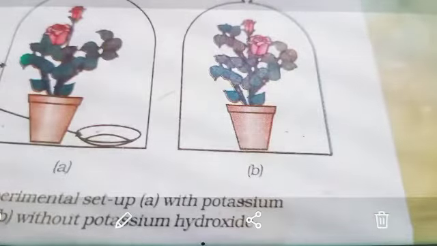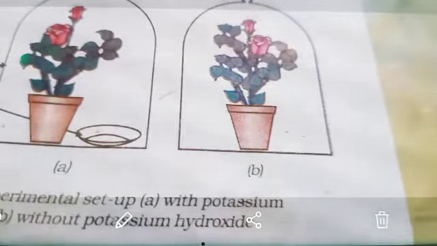Okay, keep them in a dark room for 3 days. Now place each plant on a separate glass plate. Place a watch glass containing potassium hydroxide by the side of one of the plants. Potassium hydroxide is used to absorb carbon dioxide.